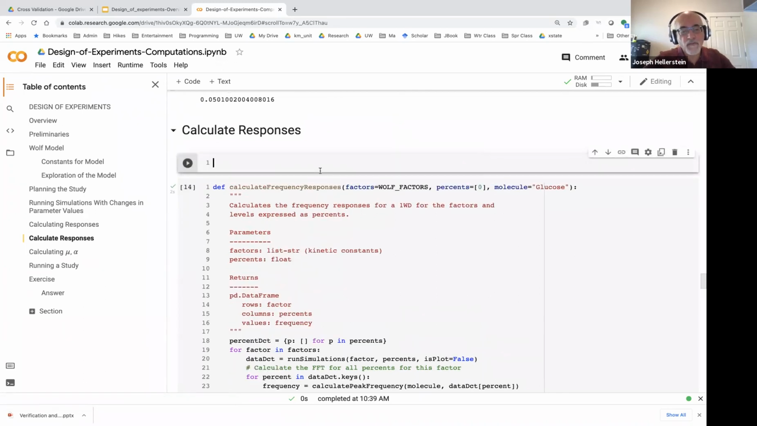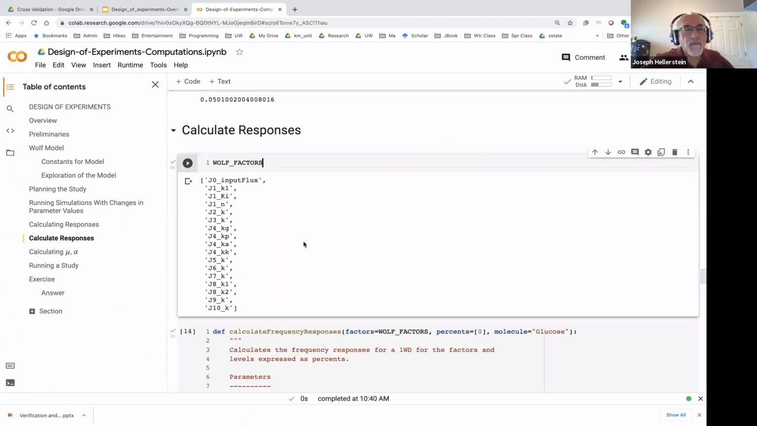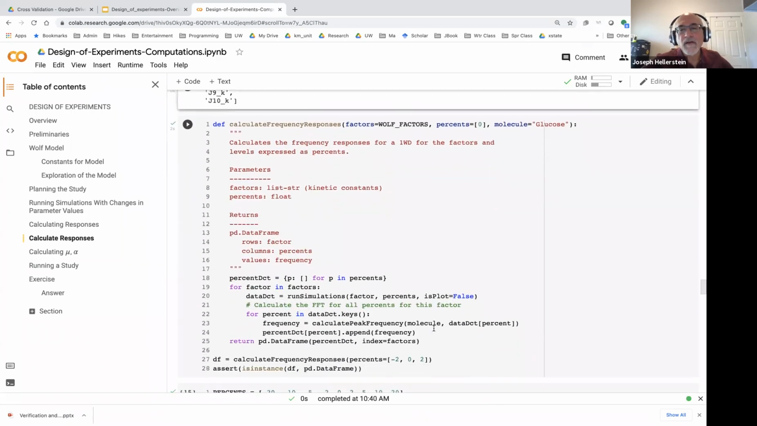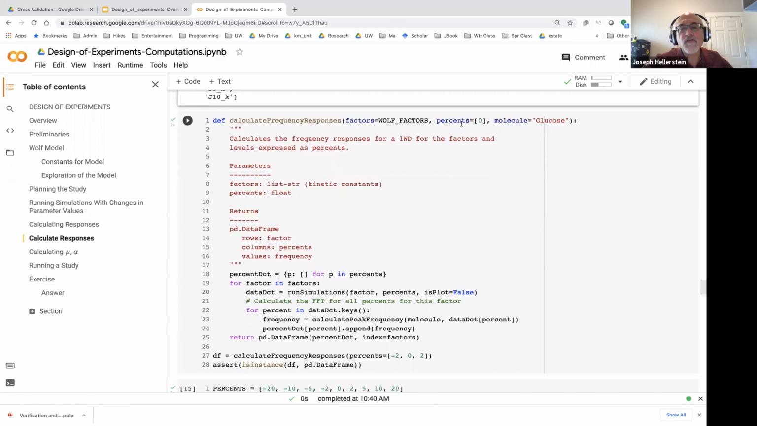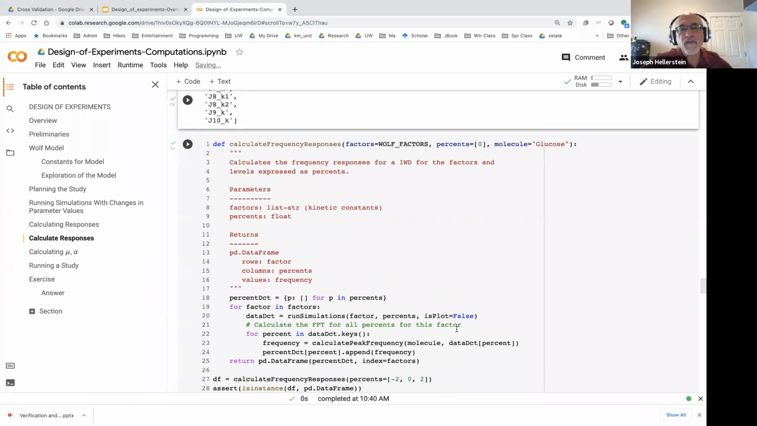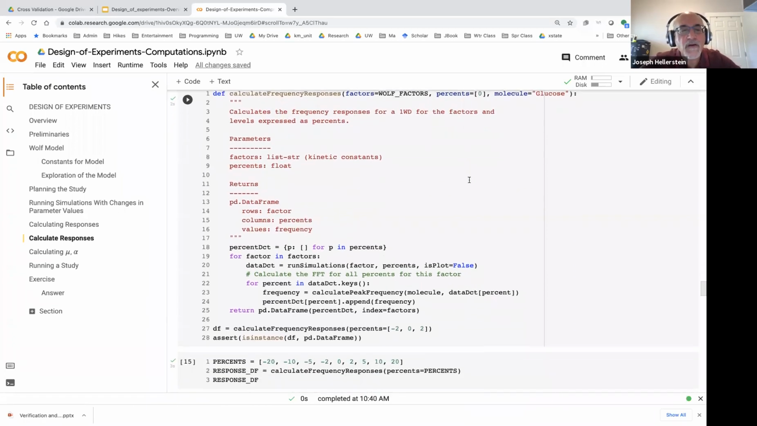If I look at the factors, it's the names of all the parameters. Those are my factors, and I'm considering what percentage changes. The default is I'm not changing them at all, it's 0. In the test code over here, it considers a minus 2% change and a positive 2% change. So let's see how the code is implemented.